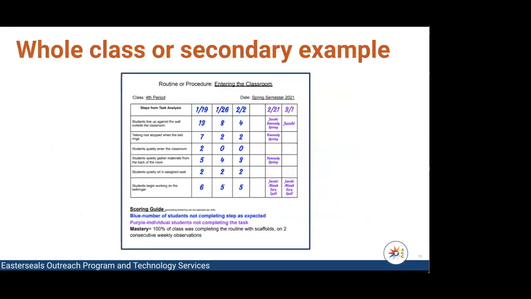So let's look at this data to see how it helps us out. So this scoring guide is a bit different than the one we just looked at. If you look down at the blue, it's the number of students not completing the step. And then later on the purple, they transition into individual students because the majority of students were completing them correctly, but there were a few left that still needed some scaffolds to support them.